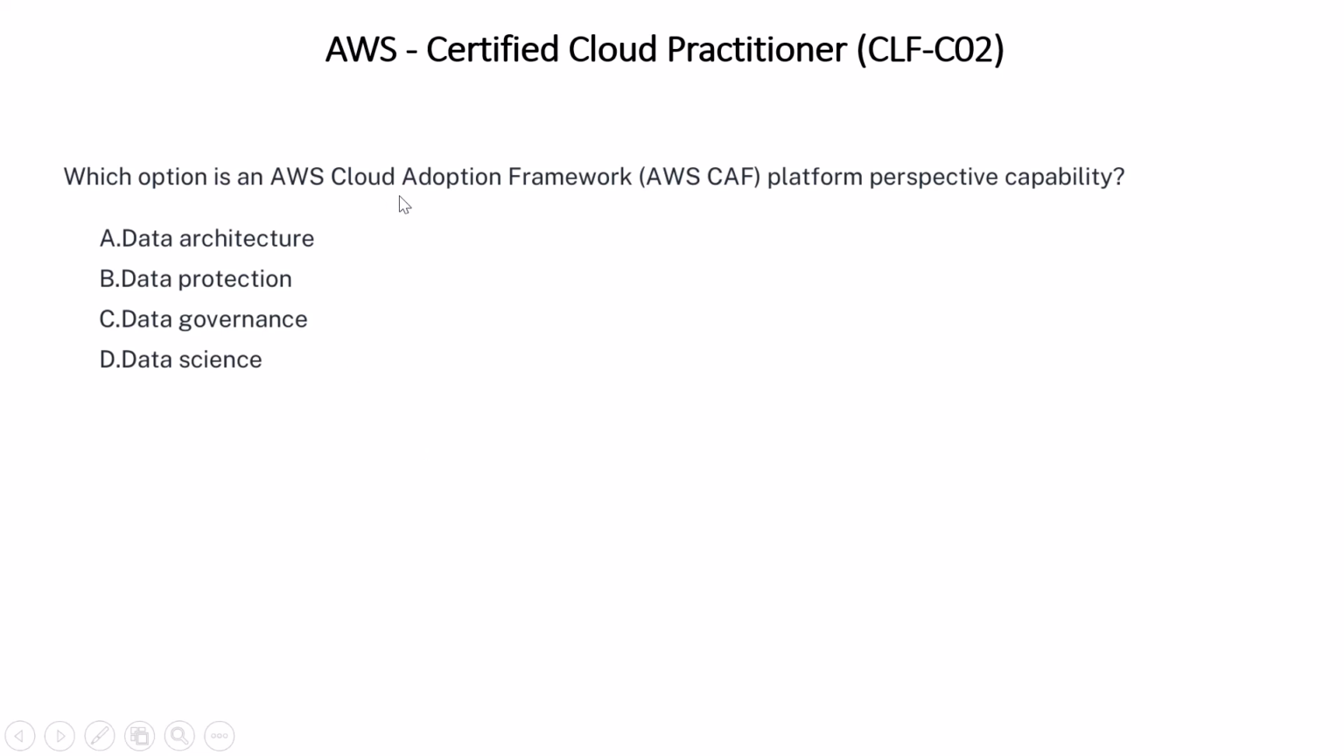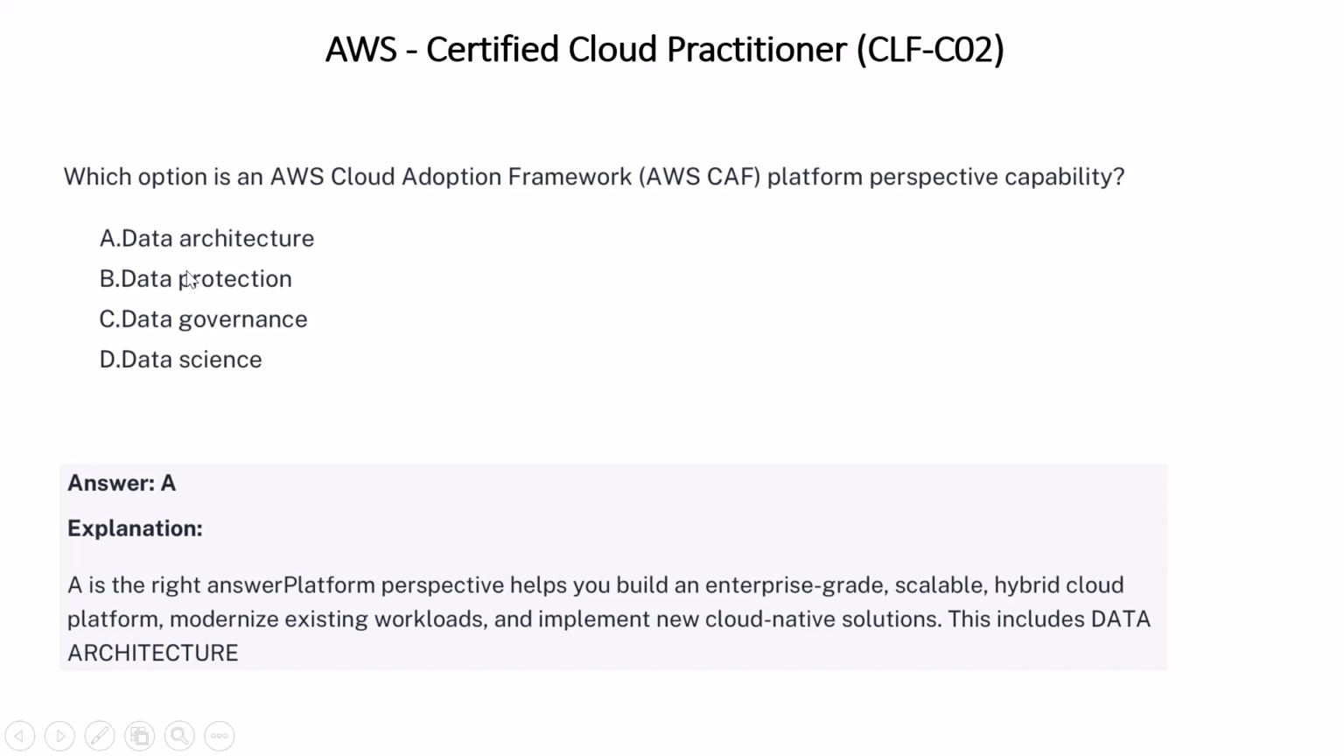Which option is an AWS Cloud Adoption Framework platform perspective capability? The options are option A, data architecture, option B, data protection, option C, data governance, option D, data science. The correct answer is option A, data architecture. A is the right answer. Platform perspective helps you build an enterprise grade, scalable, hybrid cloud platform, modernize existing workloads, and implement new cloud native solutions. This includes data architecture.